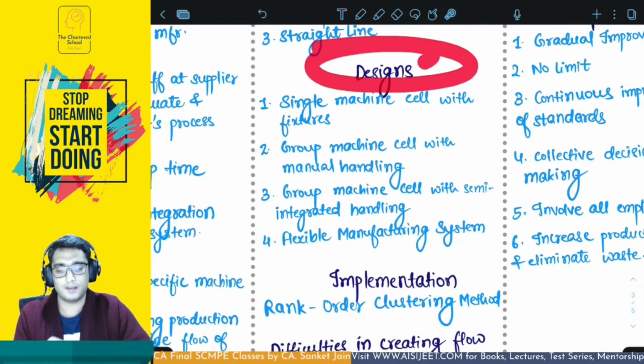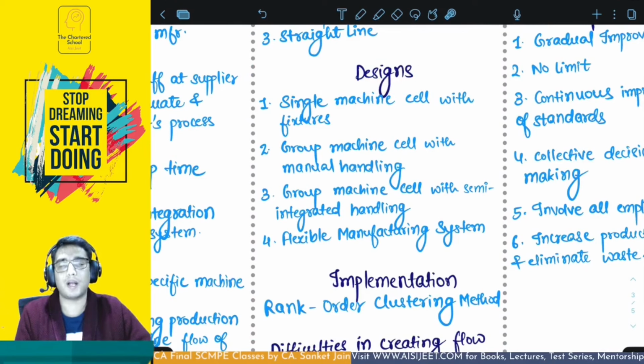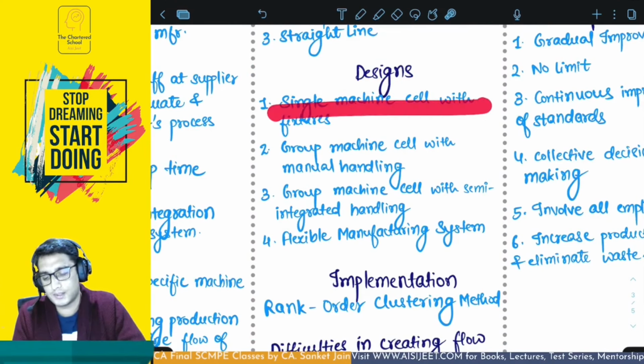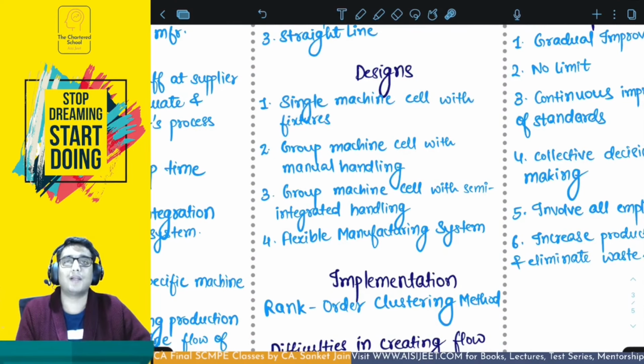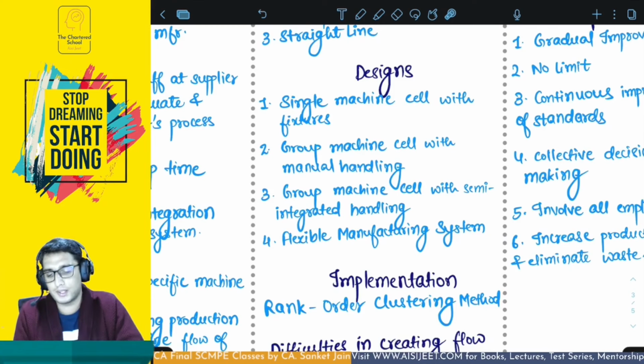Next is design. Now there are four designs that have been talked about and have been given a little bit of explanation. First is single machine cell with fixtures. So this cell will have only one machine with a few fixtures and tools so that production can happen inside this cell. So the single machine is there.